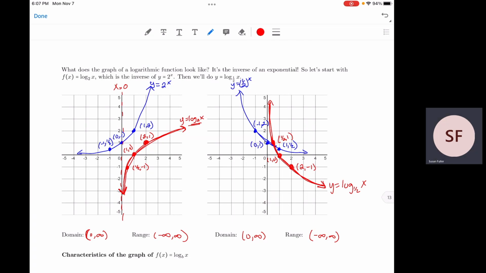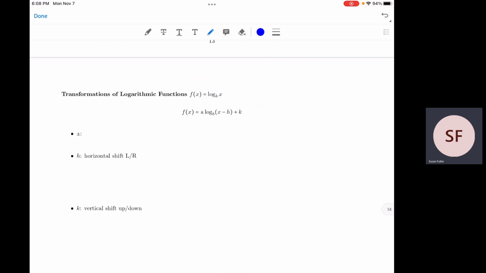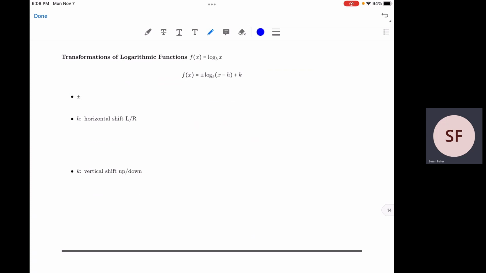And then over here, the log base 1/2 of x, if our base is a fraction between 0 and 1, our function's going to be decreasing from left to right, but we still have that vertical asymptote here at x equals 0. So those are what the basic graphs of logarithms look like. And then what about if we have to transform these? Again, we should have some practice left from transformations earlier in the semester, and this is going to be very similar to what we just did with exponential functions.